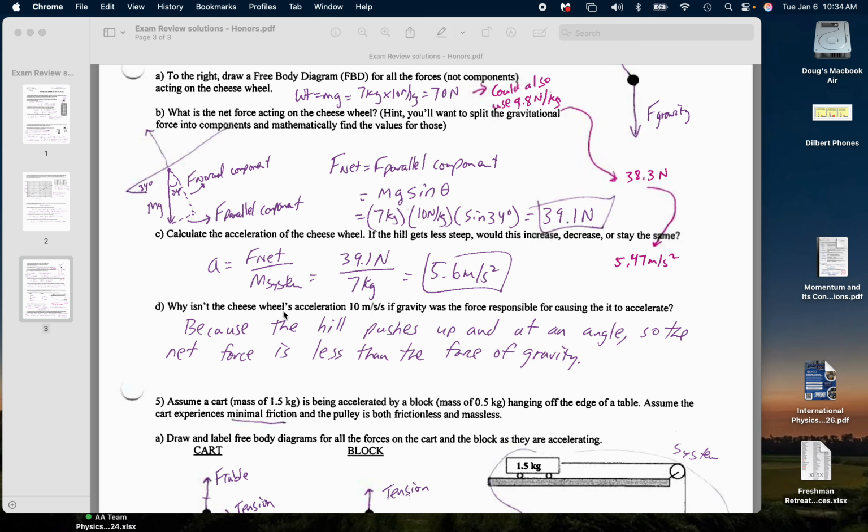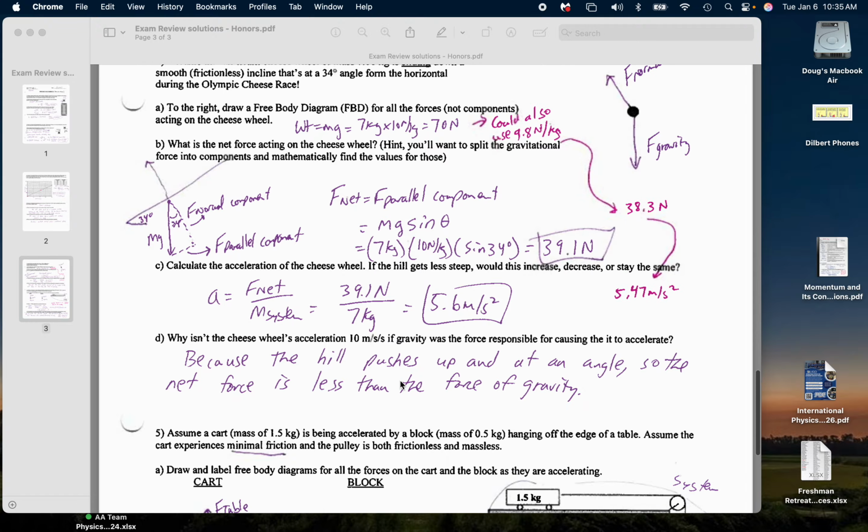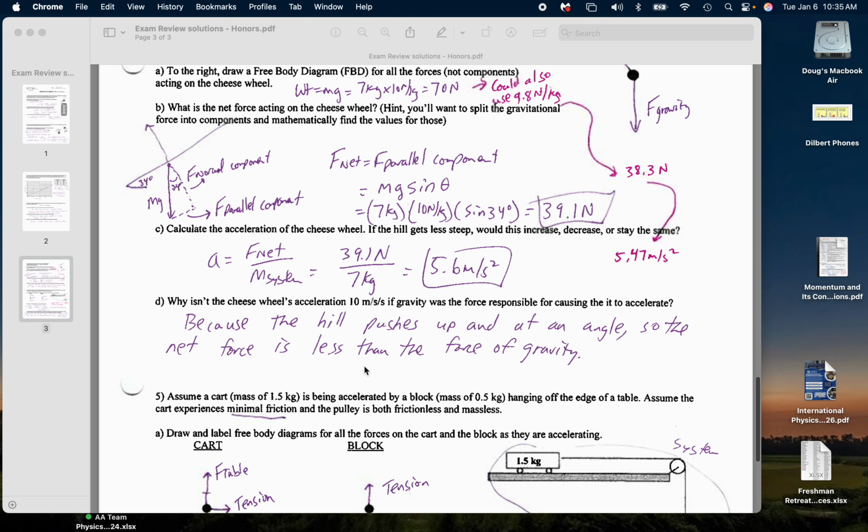So the question is, why isn't this acceleration 10 meters per second squared if basically gravity is what's causing it to go down? And it's because gravity is not the only force acting on it. So we need to think about the fact that the hill is pushing up and at an angle, so we use the net force to determine the acceleration.